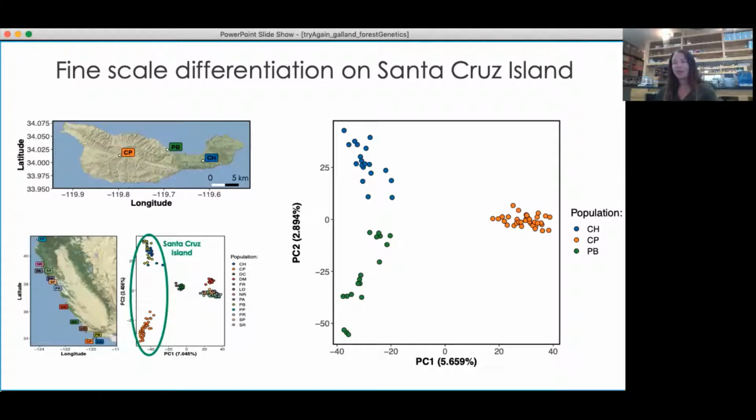So how is this relating to the demographic history of mainland populations? Are we seeing a metapopulation type dynamic or multiple colonizing events? These are all really fascinating questions fueling our ongoing analyses.